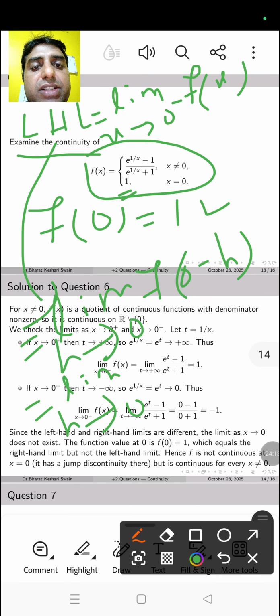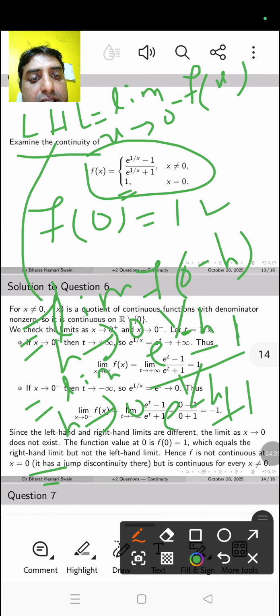Now if you put h tends to 0, in place of h put 0, what we will get? e to the power minus infinity, because 1 by h, minus 1 by h. If you put h equal to 0, the denominator will be 0, so we will get 1 by 0, that is your infinity. So e to the power minus infinity minus 1 divided by e to the power minus infinity plus 1.